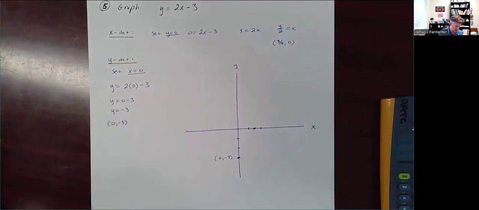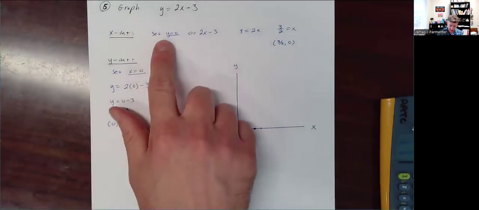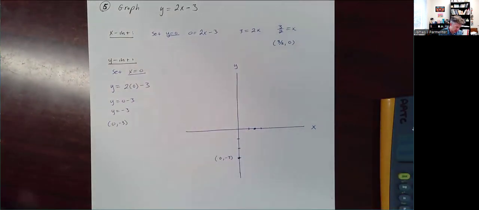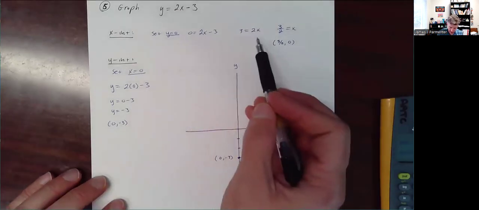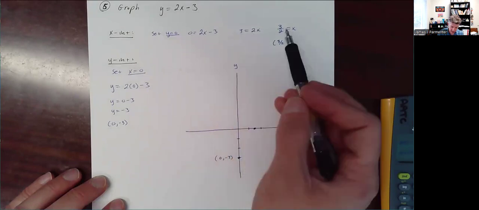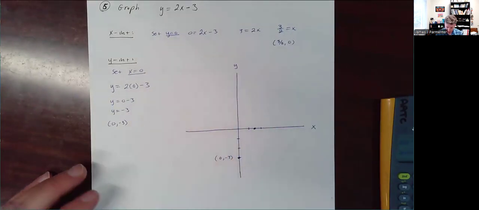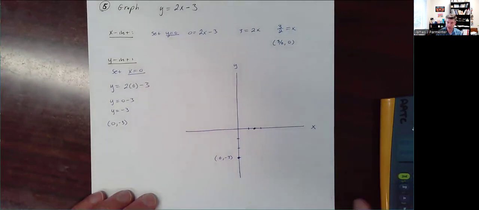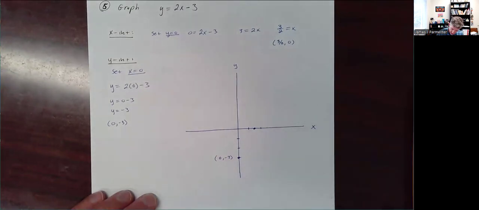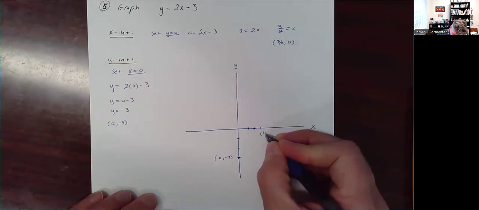Similarly, to find our x-intercept, we set y equal to 0, because if you're on the x-axis, you haven't moved up or down. So setting y equal to 0, we get 0 equal to 2x minus 3, or adding 3 to both sides, we get 3 equal to 2x, or dividing by 2, we get 3 halves equal to x. So our x value is 1.5, our x-intercept is 1.5 comma 0, or 3 halves comma 0. So there's my x-intercept right there, 3 halves comma 0.